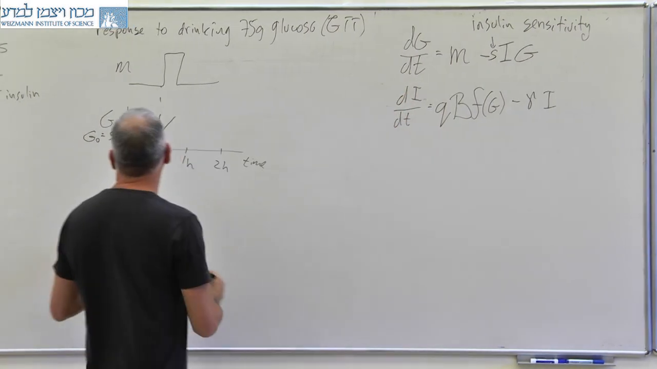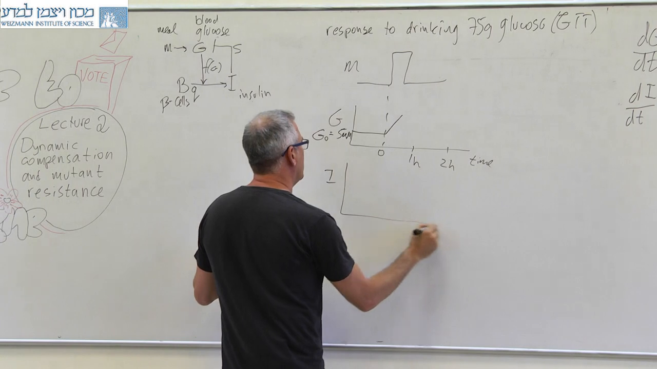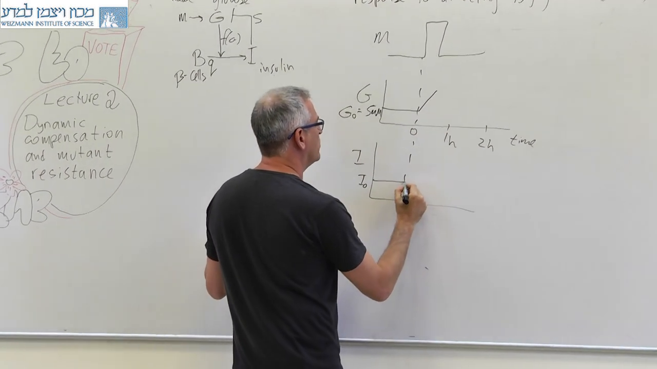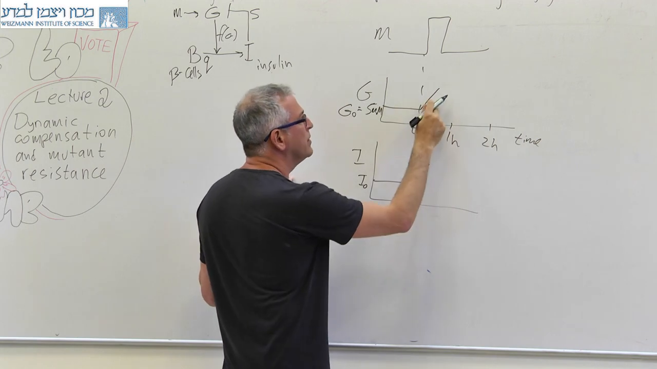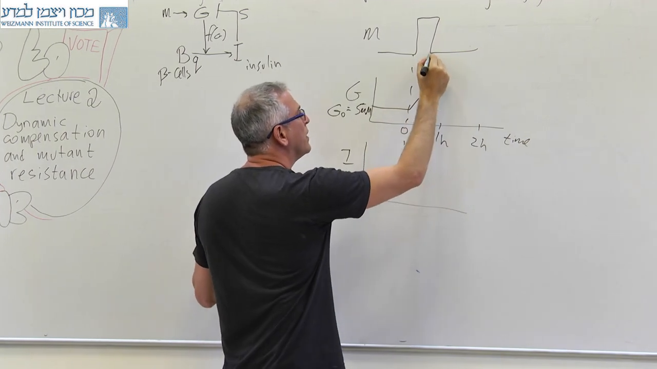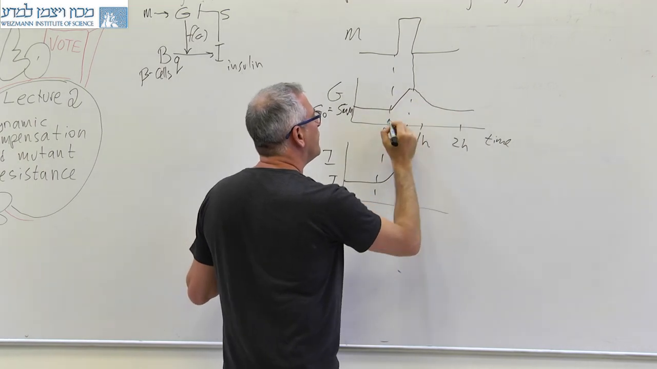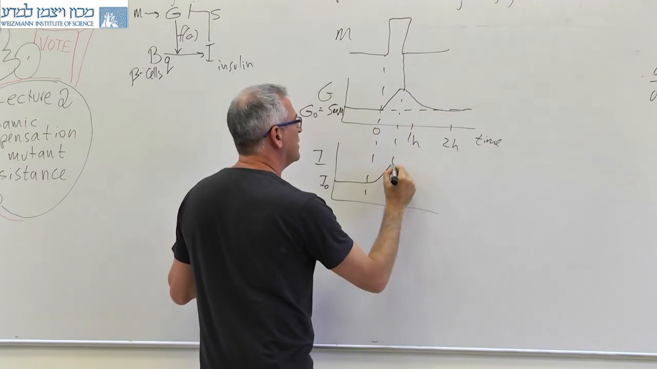But then what happens is that insulin, which has also its basal insulin level that you can measure, also goes up. And when insulin goes up, glucose goes down. Glucose goes back to steady state, and insulin goes down.